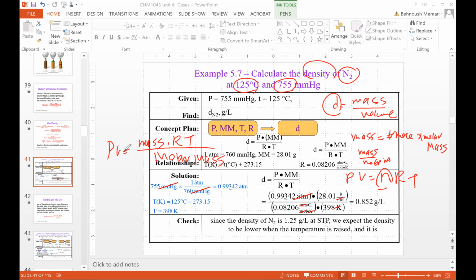Okay. If you want to get the mass divided by the volume, you rearrange this. Volume equals mass times RT divided by the pressure times molar mass. I'm going more stepwise than the PowerPoint. We're trying to rearrange this in order to get the formula for density. So if you want to rearrange this, to bring the mass down here, let's put it this way.